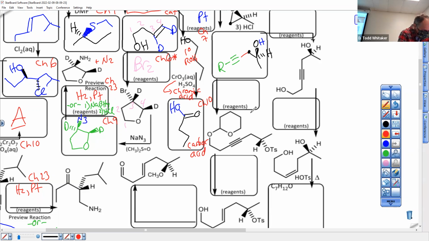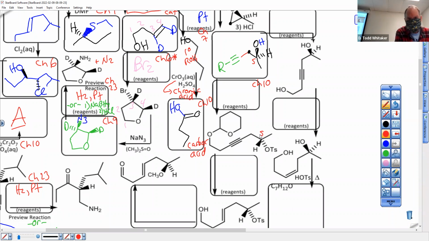Here is a chapter 10 reaction as well. Still got the dihydropyran protection here, and we're changing the OH to an OTs. You may think the stereocenter's changed. You would be wrong. This is S. This is still S. It's not about the stereocenter changing here. It's about making a tosylate ester. Paratoluene sulfonate ester. OTs ester.